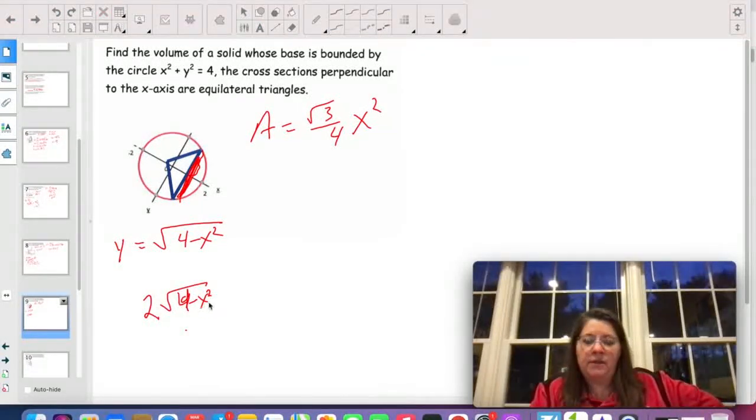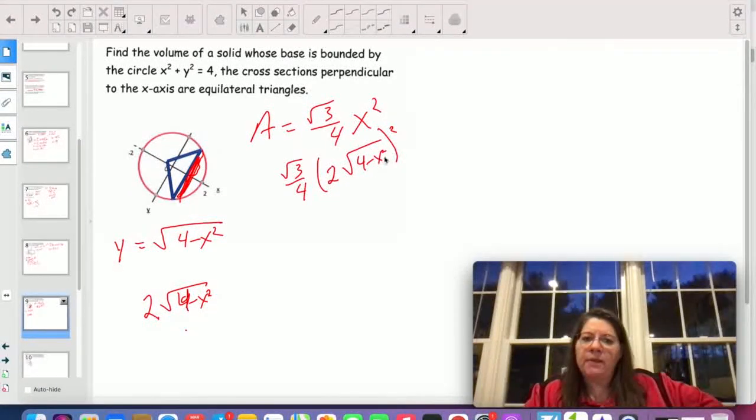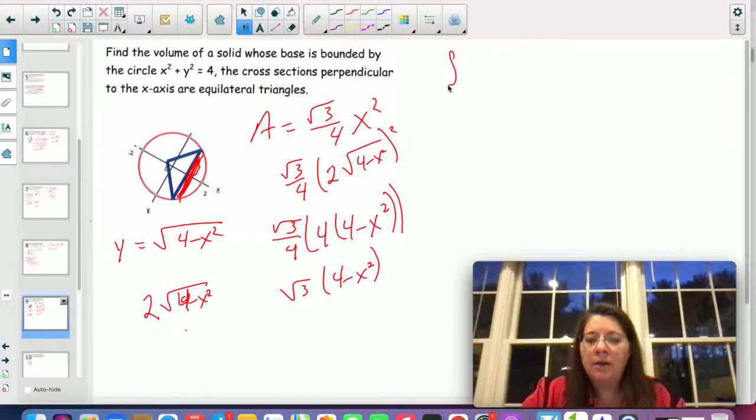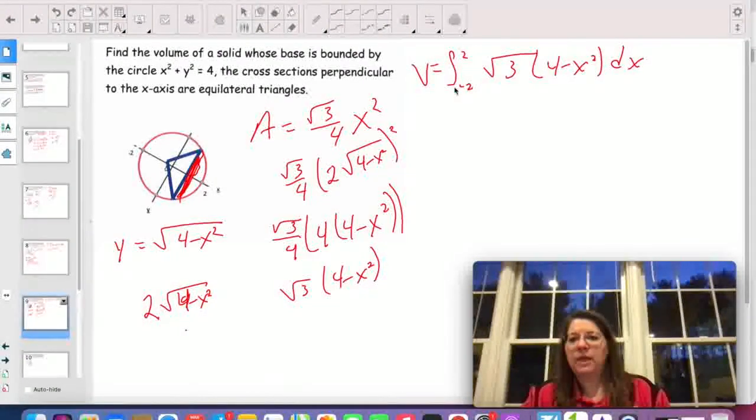So if I plug this into my formula here, I have the square root of 3 over 4 times 2 times the square root of 4 minus x squared, squared. So we're going to square all of this, and this is what I'm going to end up with. So when I simplify that area formula, this is what I get. So this is what's going to go in my integral. Now think about the x boundaries on that circle. They're going from -2 to 2. So here's my setup. Volume equals the integral from -2 to 2, that's the boundary on the x-axis because it's perpendicular to the x-axis, of square root of 3 times 4 minus x squared dx.